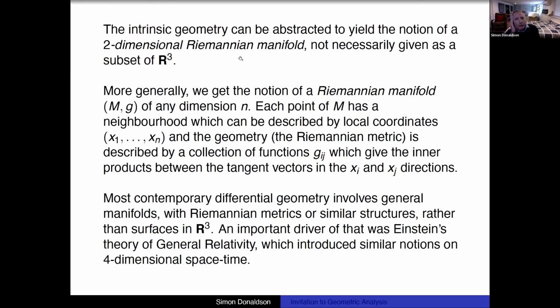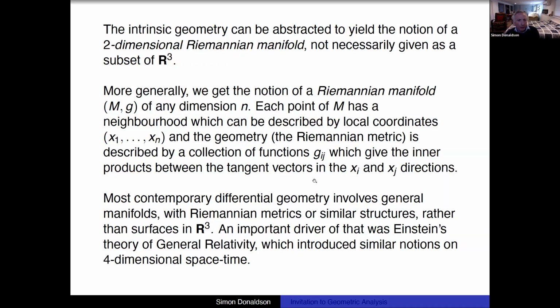So this intrinsic geometry can be extracted to yield the notion of an abstract two-dimensional Riemannian manifold, not necessarily just a subset of three-dimensional space. And more generally, we get the notion of a Riemannian manifold of any dimension, where a neighborhood of a given point can be described by local coordinates, and what's called the Riemannian metric is given by a collection of functions in these coordinates, g_ij, which give the inner products between the tangent vectors in the xi and xj directions.